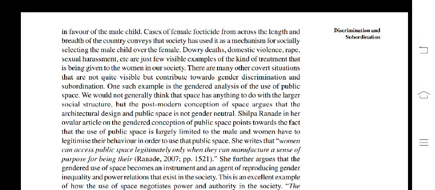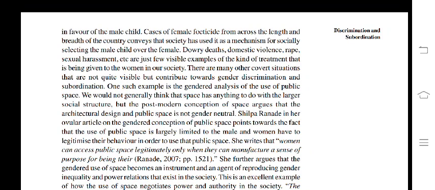Cases of female feticide from across the length and breadth of the country convey that society has used it as a mechanism for socially selecting the male child over the female. Dowry debts, domestic violence, rape, sexual harassment, etc. are just a few visible examples of the kind of treatment that is being given to women in our society. There are many other covert situations that are not quite visible but contribute towards gender discrimination and subordination.